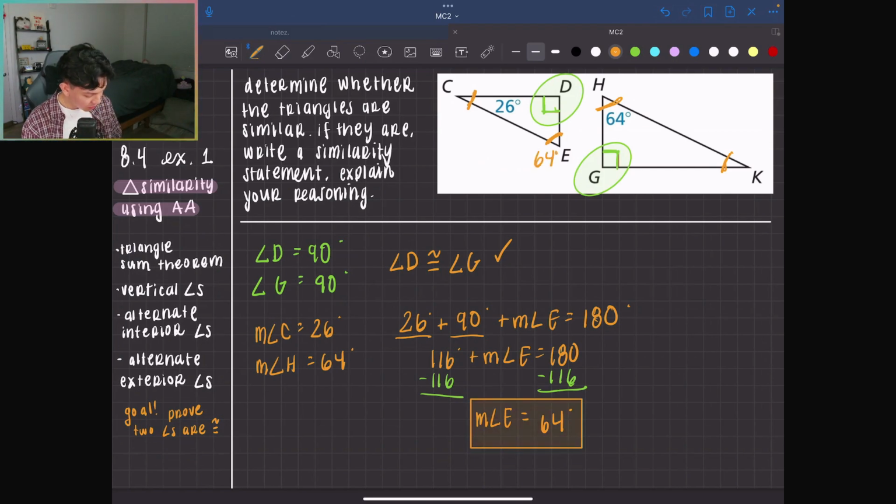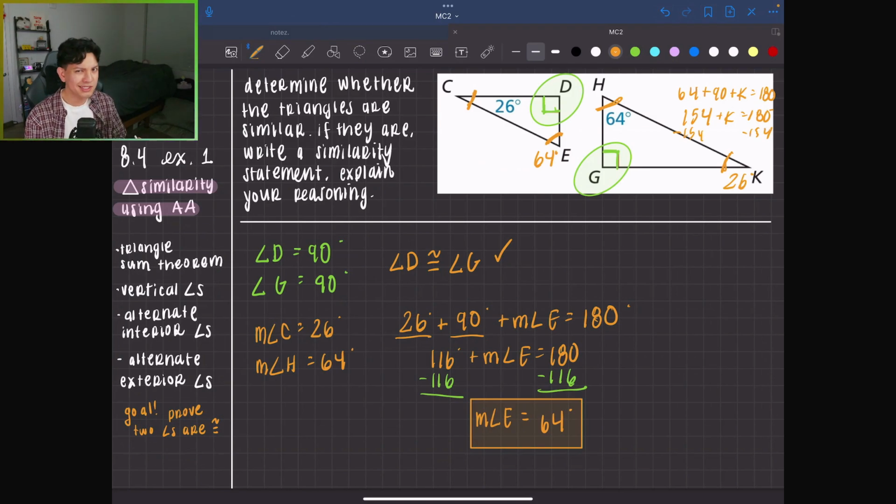Okay, let's find out what about K. If we do the same exact thing, over here we have 64 plus 90 plus K equals 180. And then we're going to have 64 plus 90, which is 154 plus K equals 180. And then I will subtract 154 on both sides. So what is the measure of angle K? According to the triangle sum theorem, it's going to be 26 degrees.